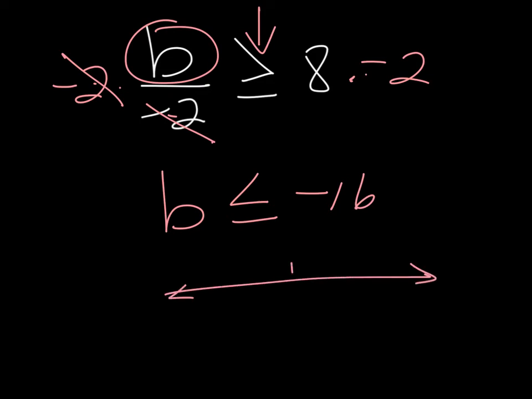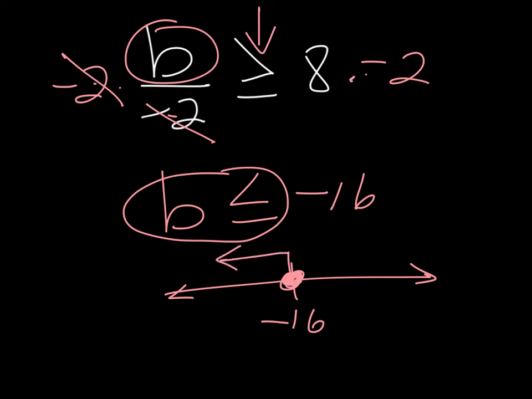Let's test this. So here's negative 16. I need all the numbers that are less than, so it's going to be a solid circle. And we're going to go to the left because that's where all the numbers are less than negative 16. Now, if I wanted to check it, all the numbers going this way are going to get larger, bigger, negative 17, negative 18, and so forth.